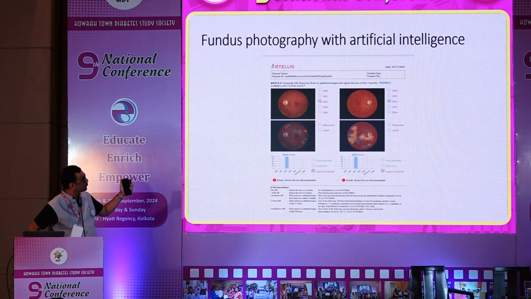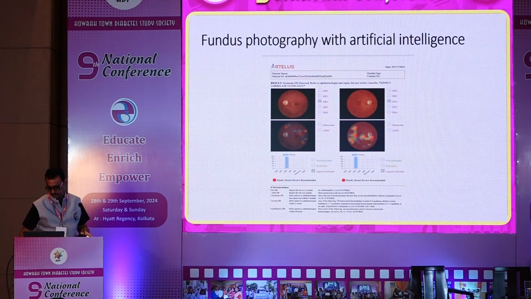Here, the fundus photography has been taken, and the machine has detected which stage of DR and what to do with this. This photograph you can mail to your ophthalmology colleagues. It helps you diagnose and treat the patient accordingly.